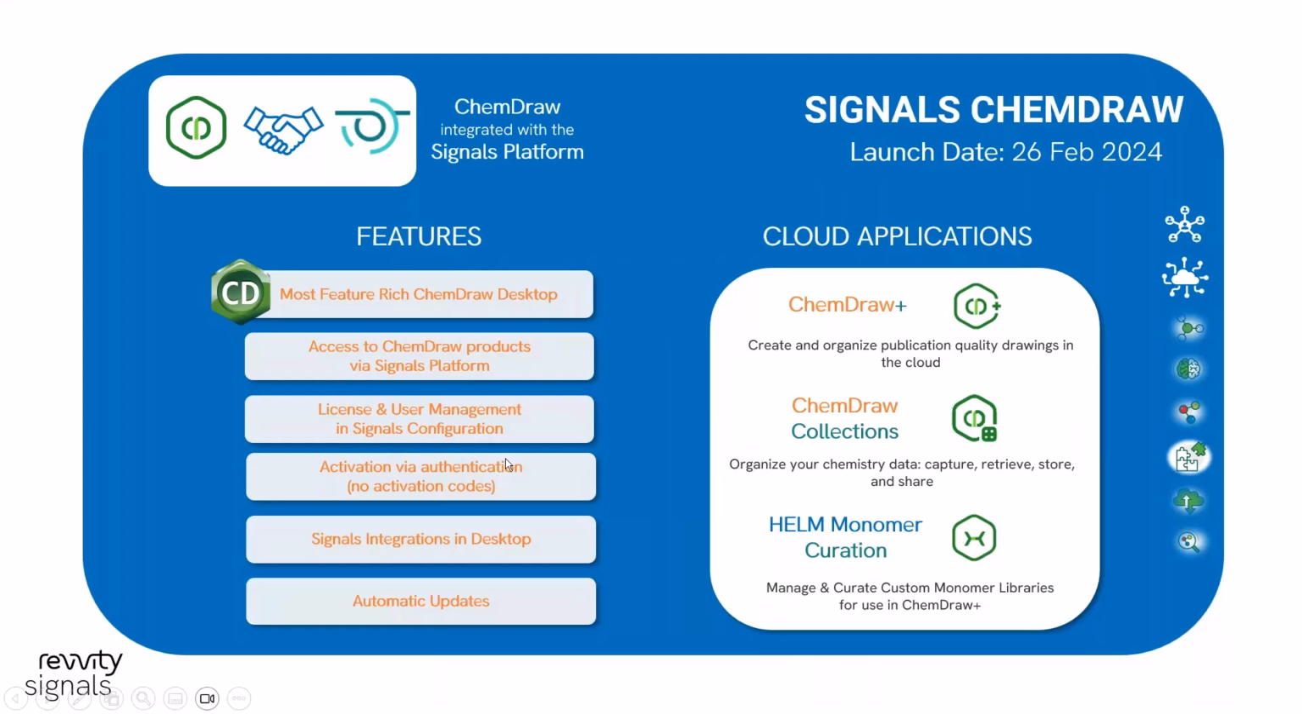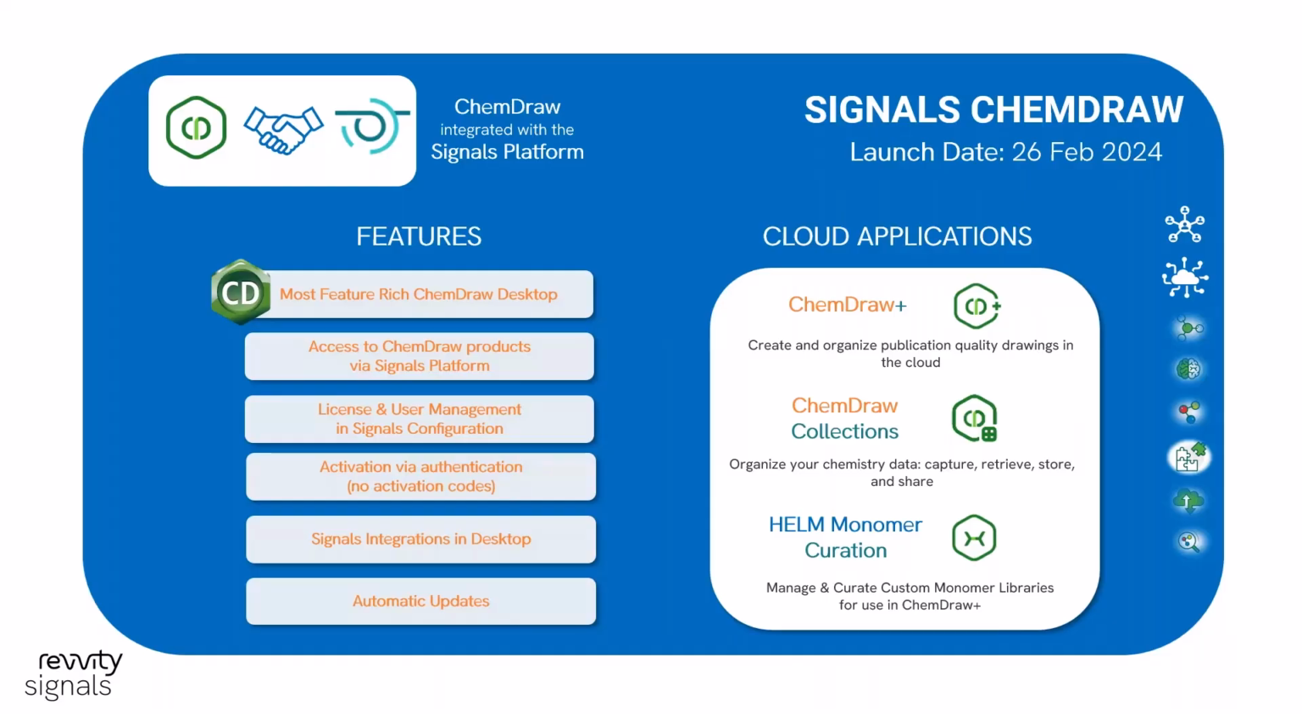You will be able to manage licenses and users in the Signals configuration page. I will show you that in a moment. But this means that you won't need any more activation codes for ChemDraw desktop activation. All activation processes will be done through authentication to the Signals platform. The management of users will be on a named email basis. It also delivers automatic updates to users, and there are about 10 updates every year.